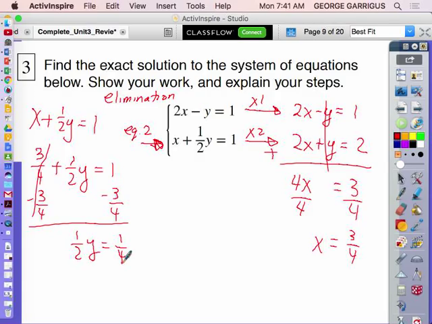Well, I need to get to 1y, so I need to multiply by 2, because 2 times 1/2 is 1y, and I get 2/4, which can be simplified. 2/4 is the same as 1/2. They both share a 2 as a common term. And I write my final answer as an ordered pair, 3/4, 1/2.